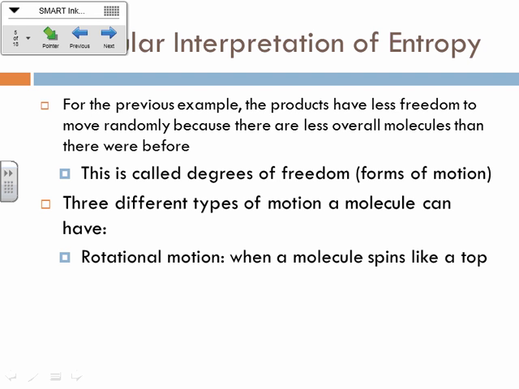And there's also rotational motion. These things can spin, okay? And so those are the 3 types of motion that we usually talk about when we're talking about the movement of a molecule. It can be vibrating, it can be rotating, or it can just be moving in a straight line one direction or another.